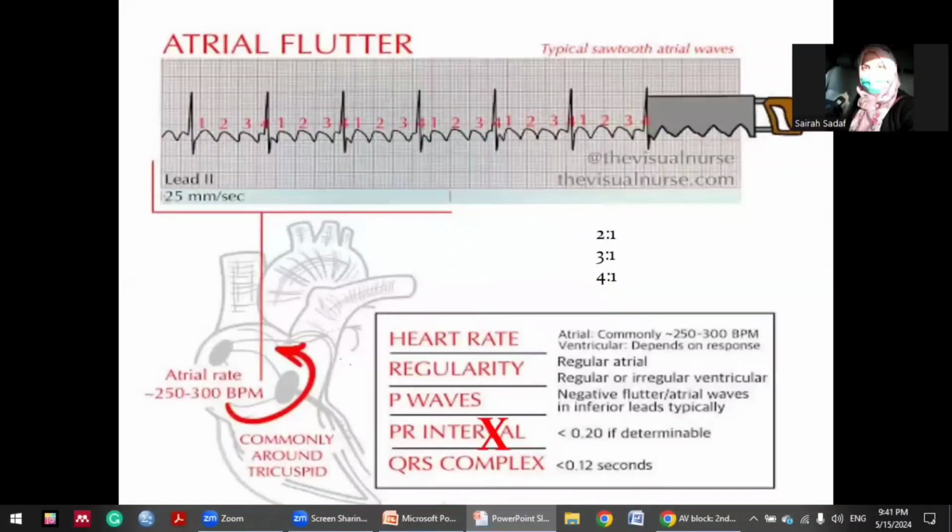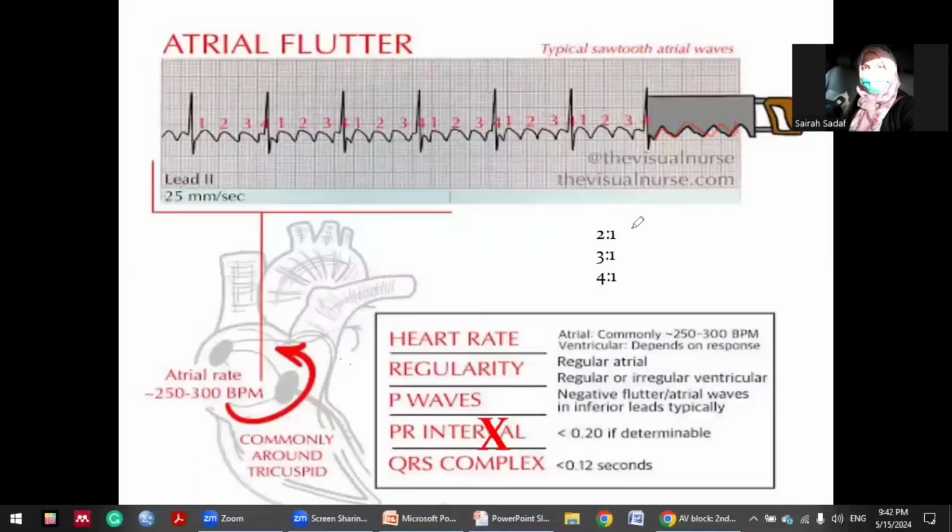Now this is atrial flutter. In atrial flutter, there are usually no P waves. If you say these are the P waves, these are actually not P waves. These are called F waves, the flutter waves, or negative deflected abnormal P waves. These have the shape of a sawtooth, as you can see.